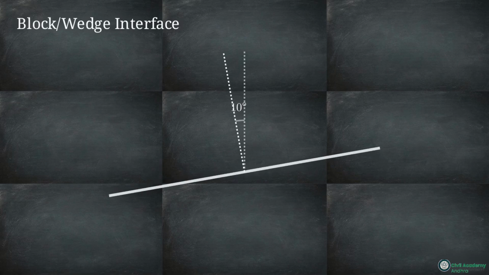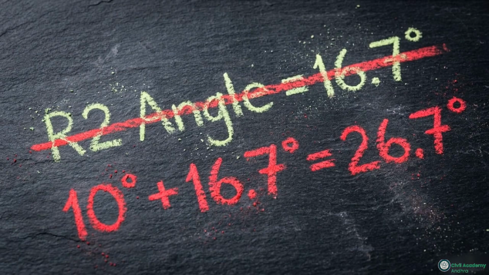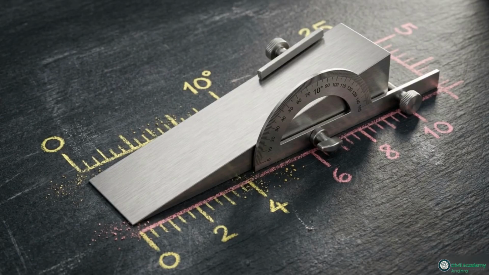Finally, we reach the interface between the block and the wedge. This is the specific point where most calculation errors occur. Unlike the floor or the wall, this surface is already angled at 10 degrees, meaning the normal line starts tilted 10 degrees off the vertical. To locate our actual resultant force, R2, we start at that tilted normal and then add our 16.7 degree friction angle on top of that. 10 degrees plus 16.7 degrees means R2 sits precisely 26.7 degrees from the vertical. Failing to add the inherent wedge angle to the friction angle is why equilibrium equations often fail to balance. You must account for the mechanical tilt of the surface itself.